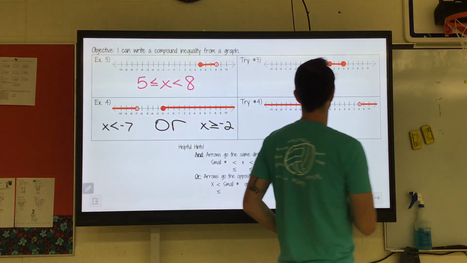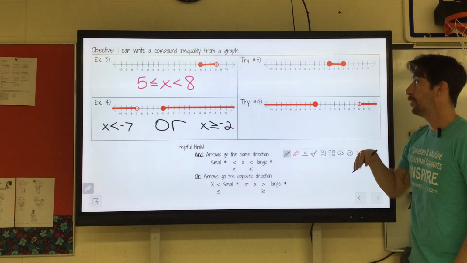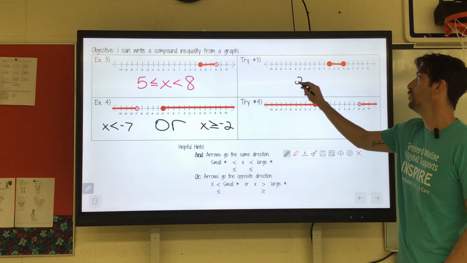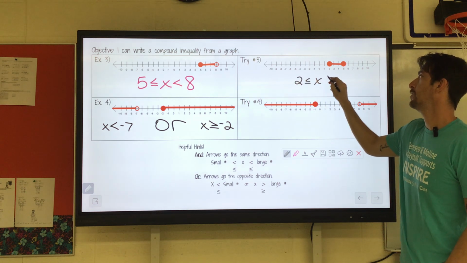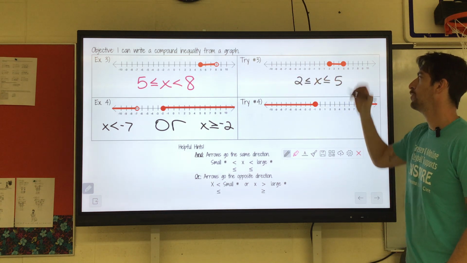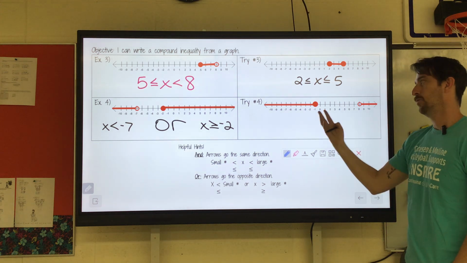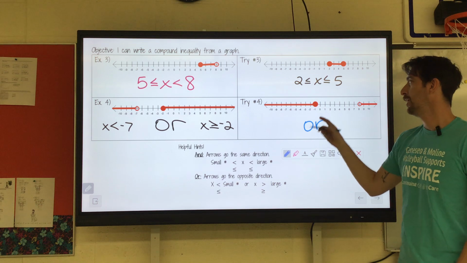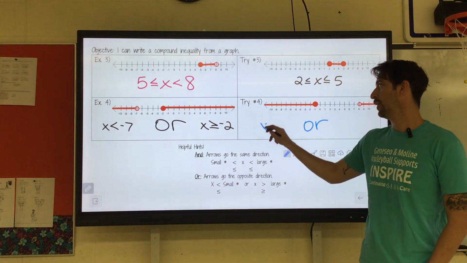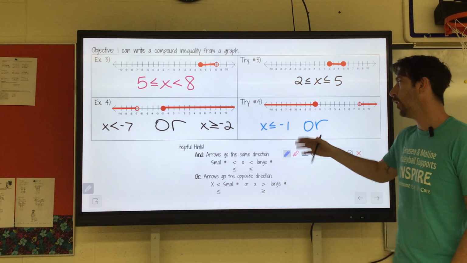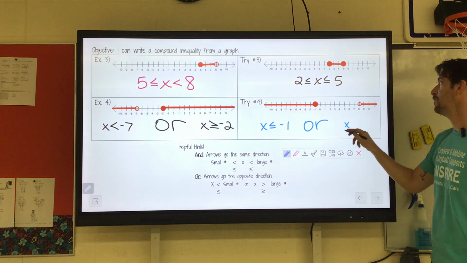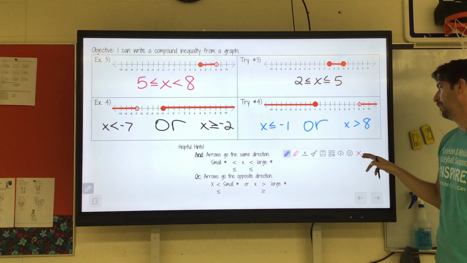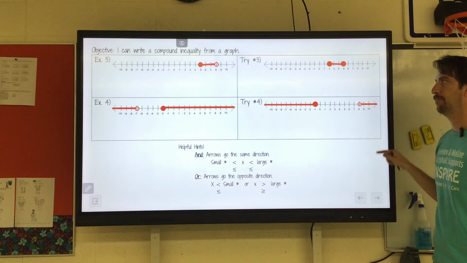Do your best. If you look at number 3, it's shaded in the middle. It's an and problem, so we have 2 is less than or equal to x is less than or equal to 5, because they both have filled in dots. Number 4 is shaded towards the outside, so I know that's an or problem. So for the -1, we'll say x is less than or equal to -1, or x is greater than 8, with an open dot. Hopefully you got those right.